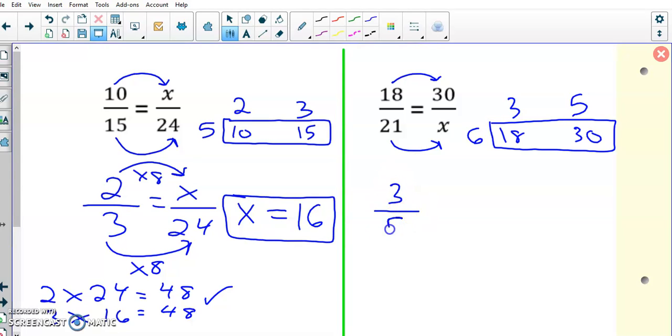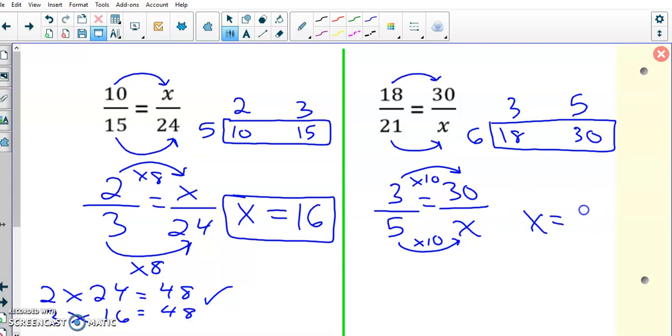So 3 to 5 equals 30 to x. 3 to 30, 5 to x. 3 times 10 is 30. 5 times 10 is 50, so x equals 50.